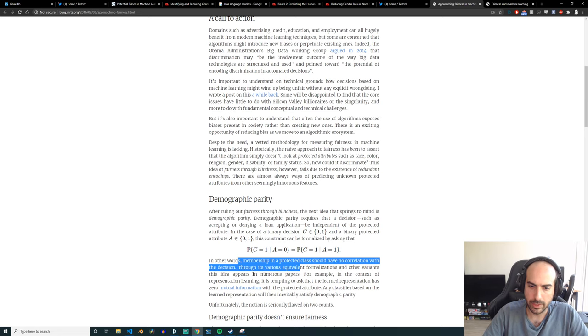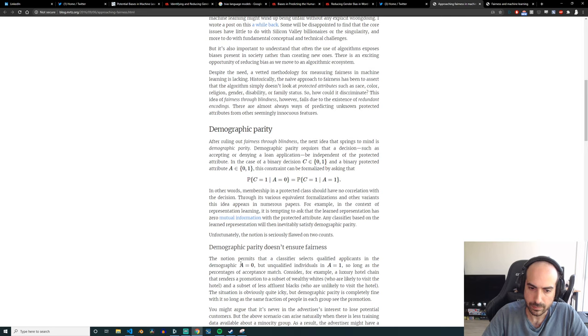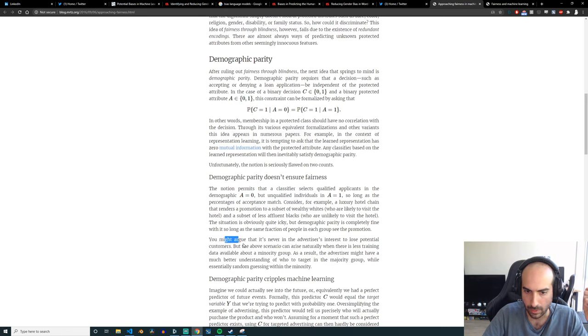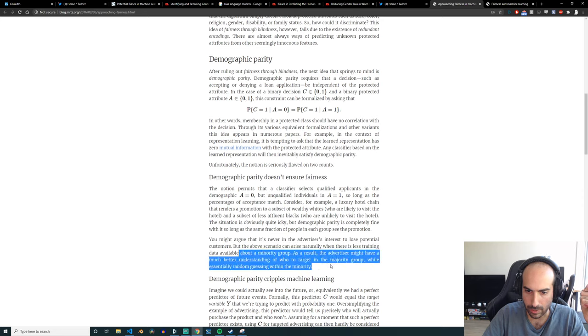In the context of representation learning, it is attempting to ask that the learned representation has zero mutual information with the protected attribute. The notion is seriously flawed on two counts. So it doesn't ensure fairness. As long as the percentage of acceptance matches, the classifier may select qualified applicants in one demographic. Consider a hotel chain that renders a promotion to a subset of wealthy whites who are likely to visit the hotel. The situation is obviously quite icky, but demographic parity is completely fine with it so long as the same fraction of people in each group see the promotion. Or we might have a much better understanding of who to target in the majority group while essentially random guessing within the minority.